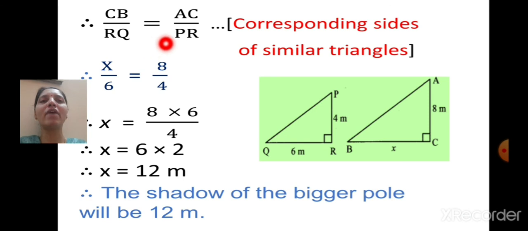Now substitute the value of BC, RQ and AC and PR. You will get X upon 6, that is equal to 8 upon 4. So X is equal to 8 into 6 upon 4. So that is equal to 6 into 2. That is nothing but 12 meters. So what is X here? The length of shadow of the bigger pole. So here you will get the answer as the shadow of the bigger pole will be 12 meters. Okay, so I hope everyone got this question.